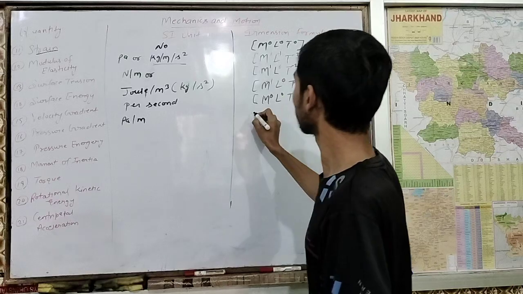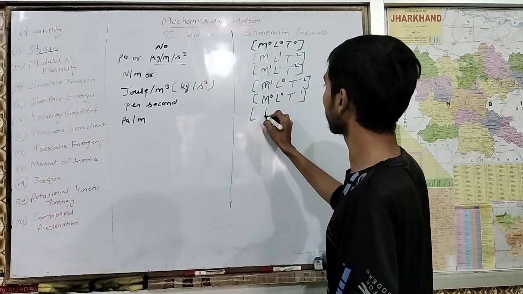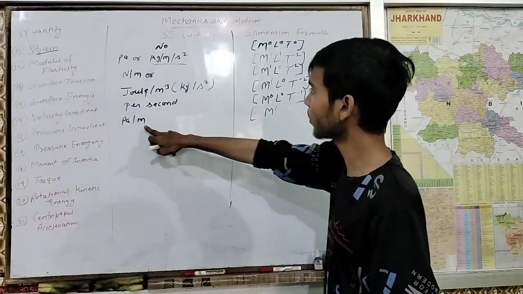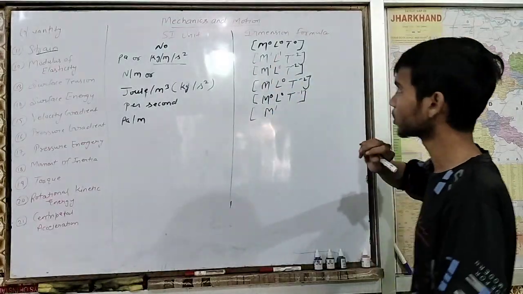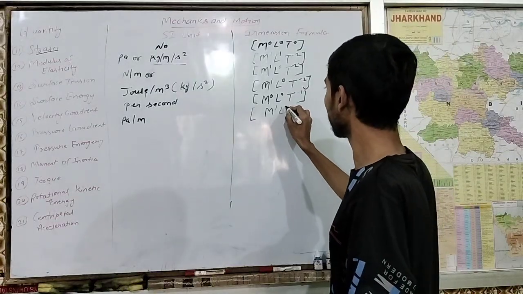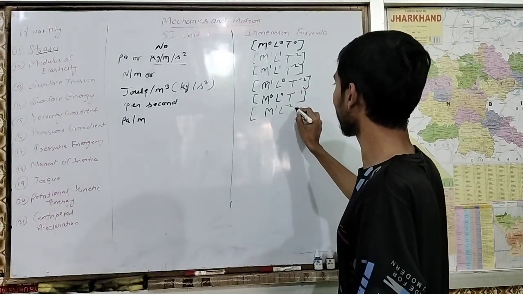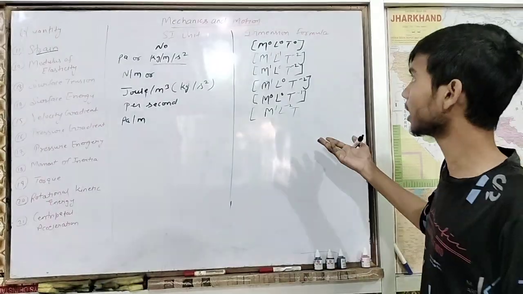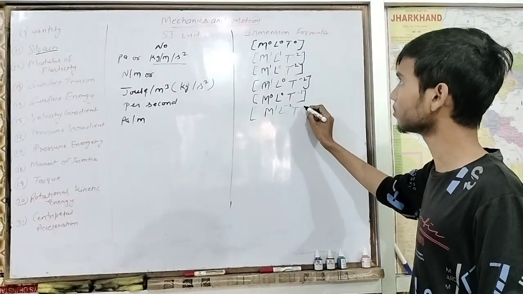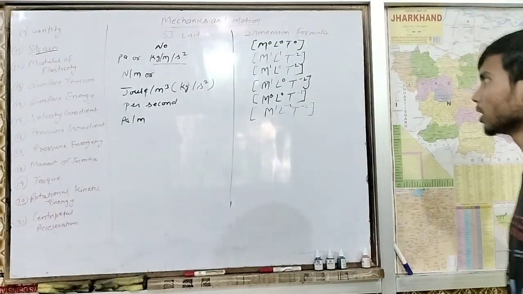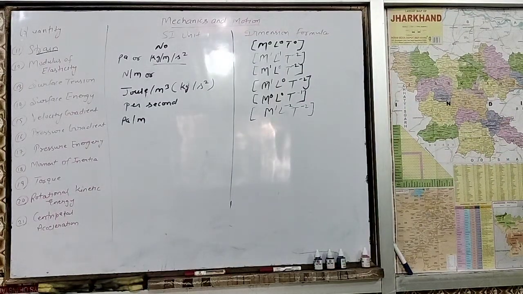M1, and here we have minus 1 and here minus 1. So minus 1 will give you minus 2. L is minus 2. Then next we have T. T is minus 2. This is complete: M1, L minus 2, T minus 2. Next we have pressure energy.